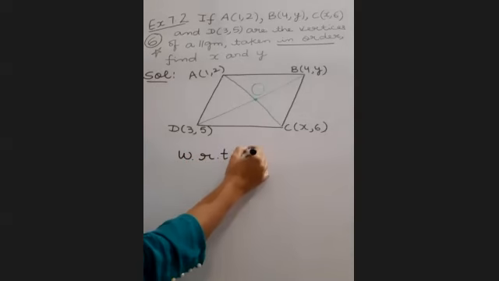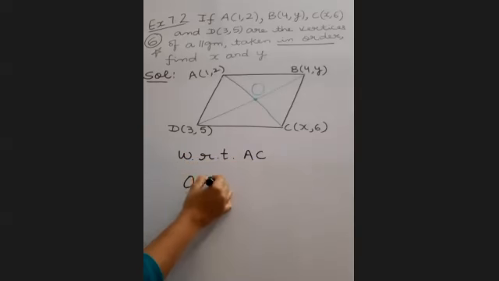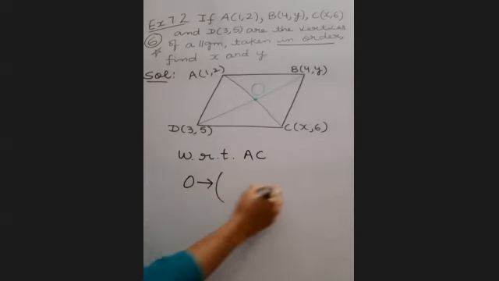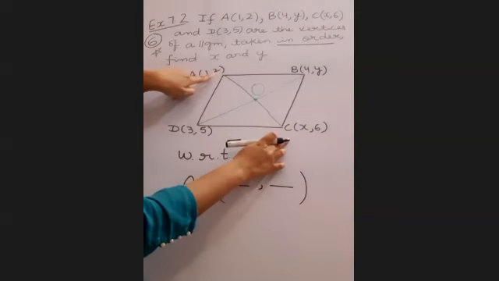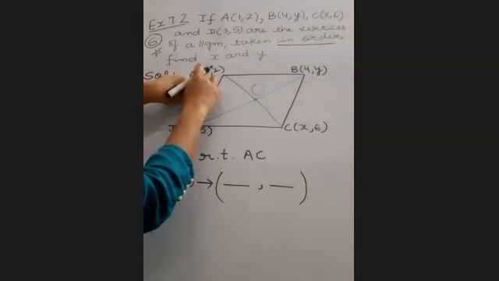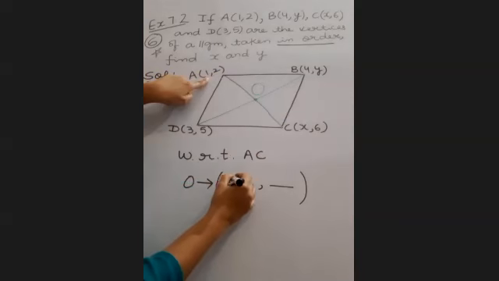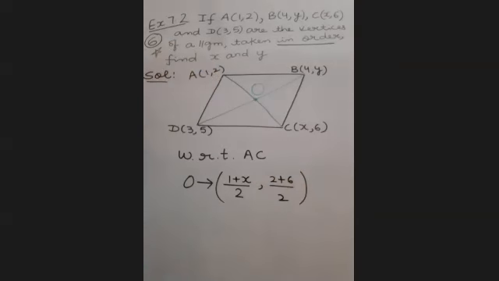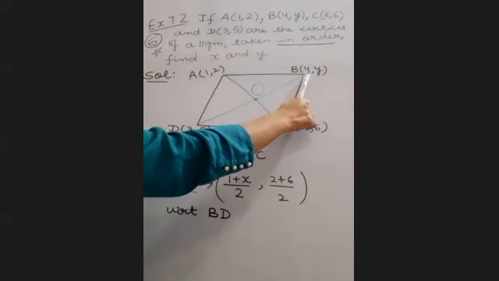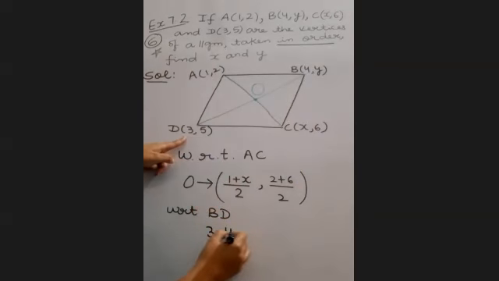With respect to AC, what will be the coordinates of O? It is the midpoint. How do we find the coordinates of a midpoint? X1 plus X2 divided by 2. That is 1 plus X divided by 2, and 2 plus 6, that is 8 by 2, that is 4. And what will be the coordinates with respect to BD? 3 plus 4 divided by 2, and 5 plus Y divided by 2.